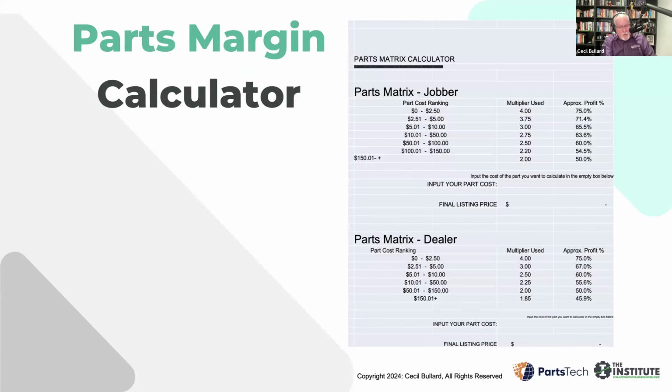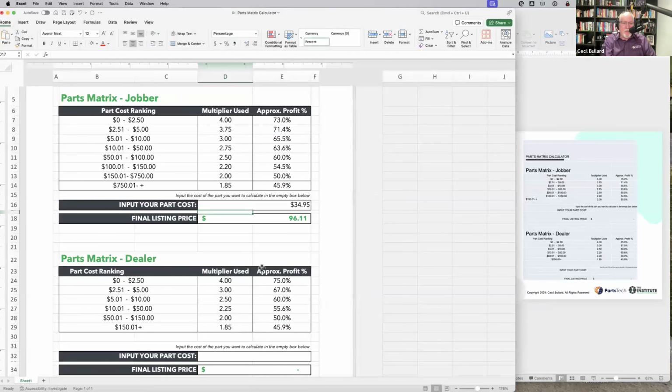I am going to come out of this really quickly. I'm not going to spend a lot of time here. The matrix that you will get from PartsTech from the QR code is a lot like this. You can put the price in. Here we have a $34.95 part. That's what we paid for it. And based on the matrix, we're going to charge $96.11 for it.